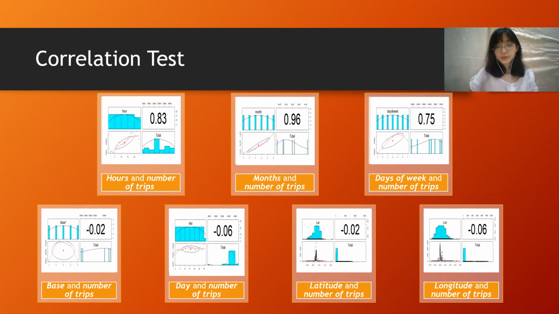Before we start to analyze the data, we decided to carry out a correlation test by using an enhanced scatter plot matrix to test the relationship between all the variables and the number of trips recorded. As you can see in the slide, there are three variables which have a significant relationship with the number of trips recorded, which are hours, months, and days, with correlation scores of 0.83, 0.96, and 0.75 respectively, while the other four variables have been proven to have no significant relationship with the number of trips recorded, as they have a score near 0.